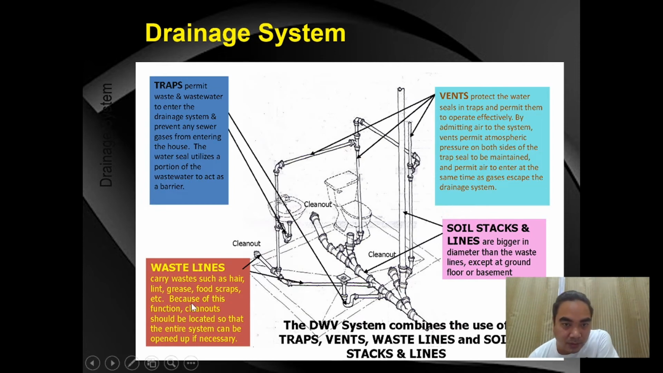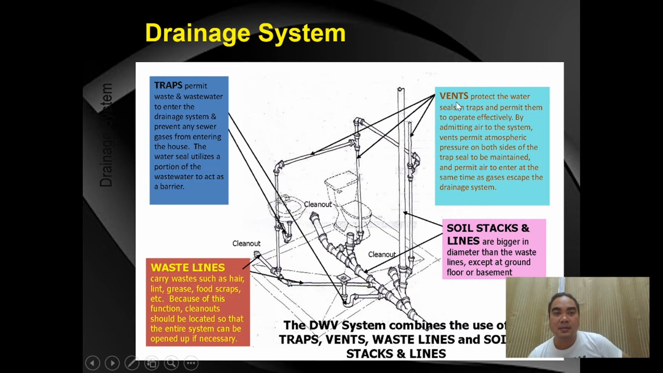So ito yung clean out, wastewater line carrying wastewater such as hair, grease, food scrap, etc. Because of this function, clean out should be located so that the entire system can be opened up if necessary. Yan, yung clean out natin.